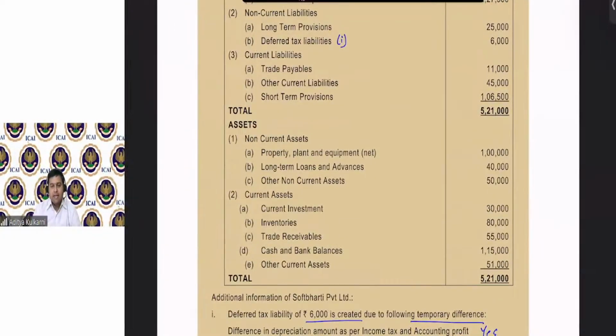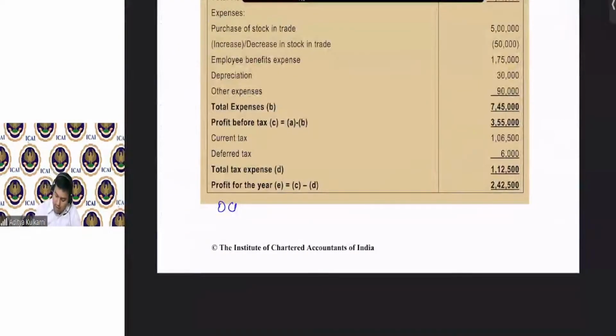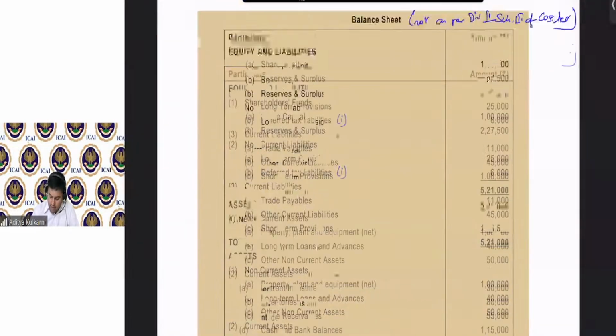So I am having deferred tax liability 6,000. Corresponding debit should have gone to the profit and loss account. So you can see here, I am having 6,000 debit to the P&L. We'll come to the calculation now.